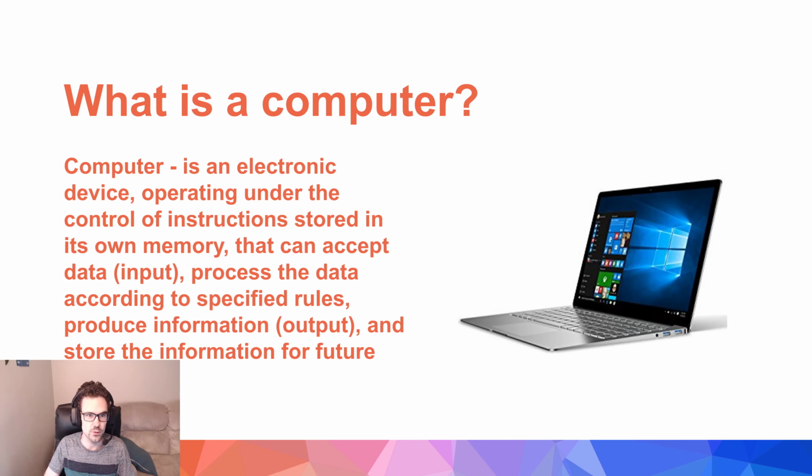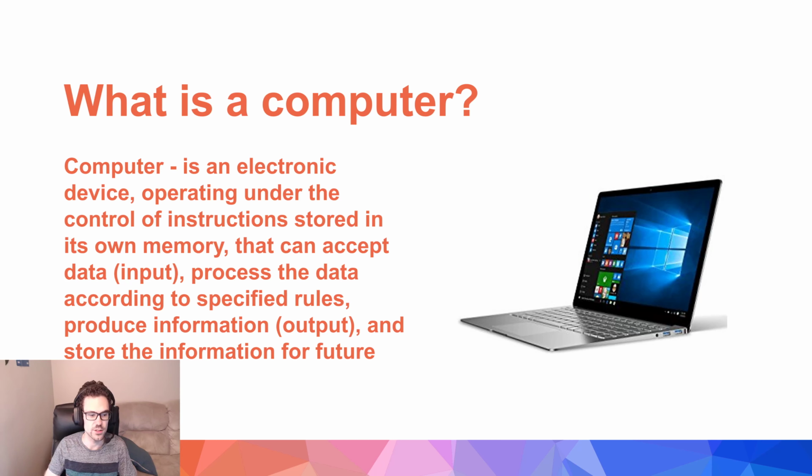Well, according to the web, it's an electronic device operating under the control of instructions stored in its own memory that can accept data or input, process the data according to specific rules, and produce information or output, and store the information for future use. Now, that definition is kind of long, so I want to give you a video to explain it. I'll link that down in the description, and I'll give you another video that could also help you understand what a computer is. And then I want to give you a simple definition of what a computer is.